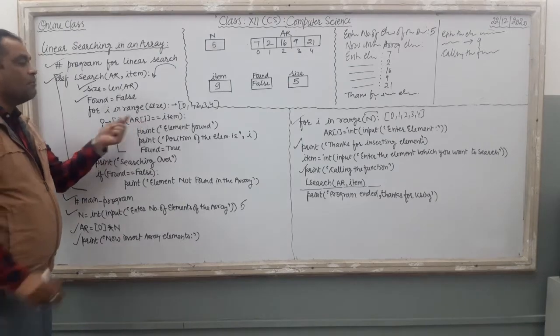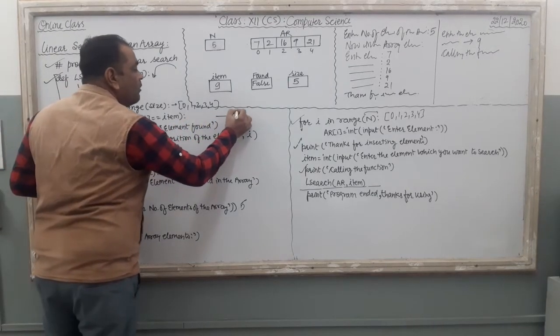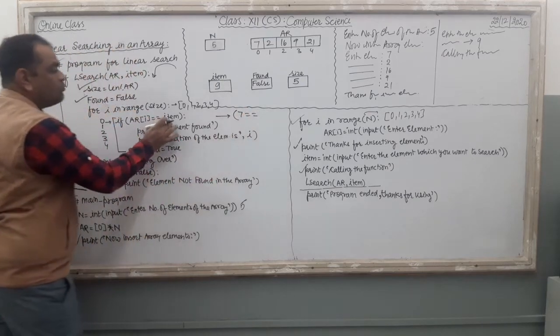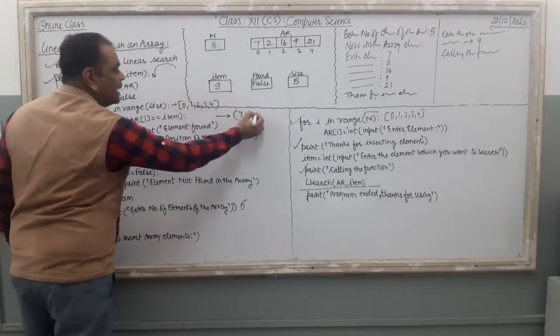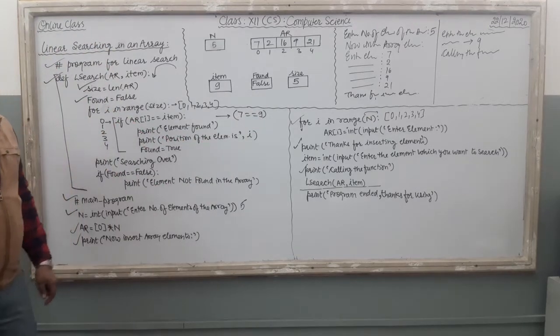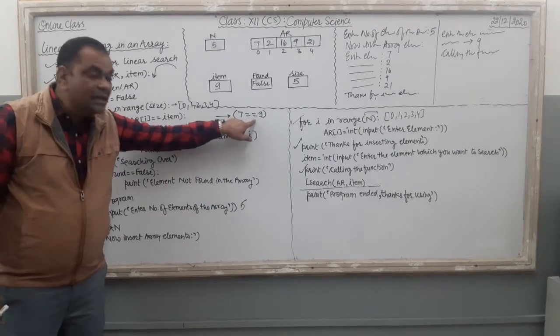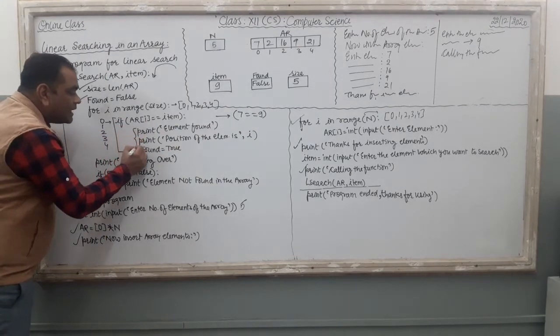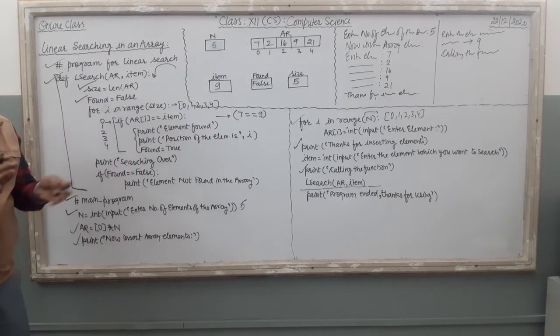AR 0, what will the computer put here? What is the element at 0th position? It is 7. 7 equal to item. What is there in the item? It is 9. So the computer just puts 7 equal to 9. If the condition is true, then only your computer enters inside the if, otherwise not.